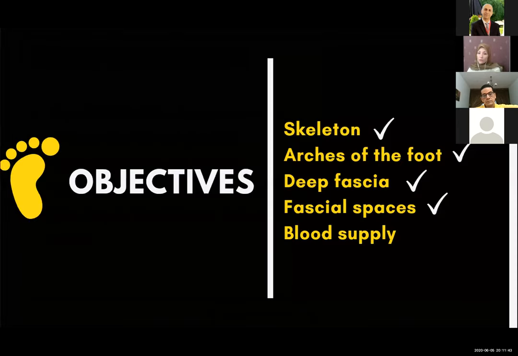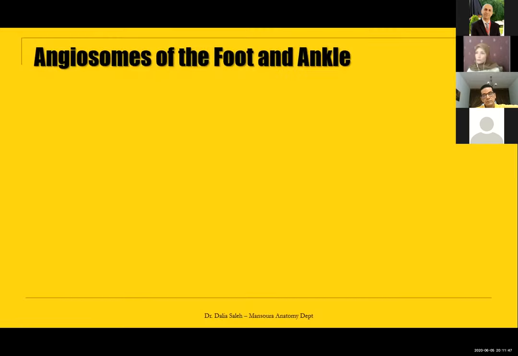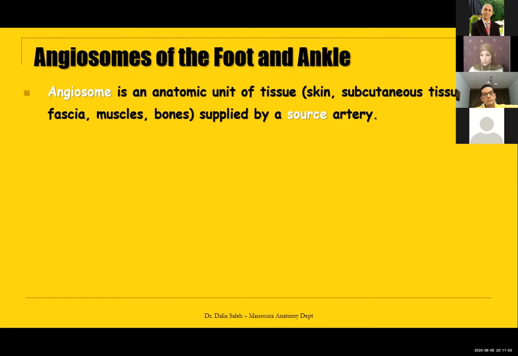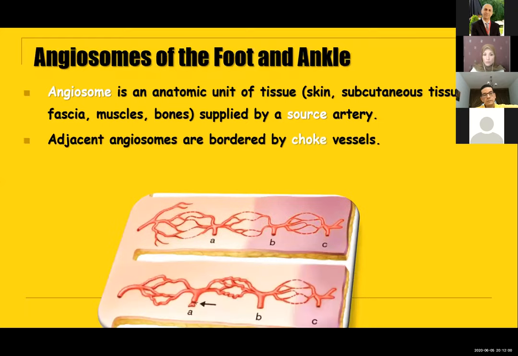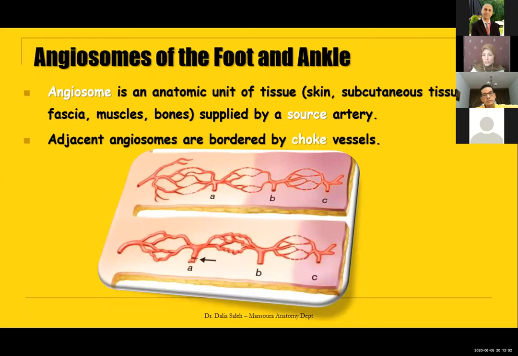Finally, I will talk about the blood supply of the foot and ankle. First, let's start with the definition of the word angiosome. It is an anatomic unit made of the skin, subcutaneous tissue, fascia, muscles, and bones. They are supplied by what are called source arteries. Adjacent angiosomes, as we can see here, are bordered from each other by choke vessels. The choke vessels are of smaller diameter than the source arteries, but they have the ability to dilate and increase the blood flow inside them if there is obstruction of one of the source arteries.